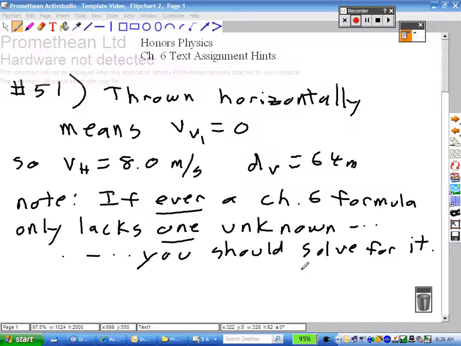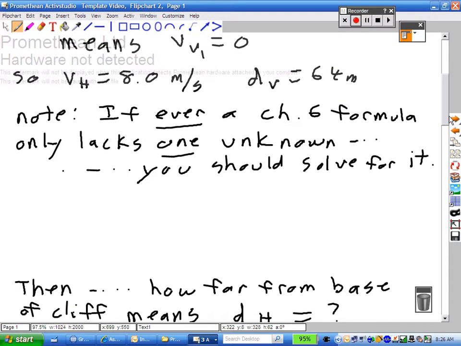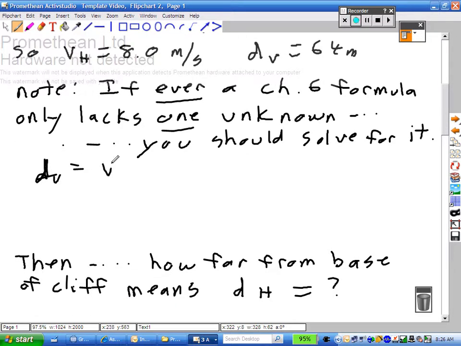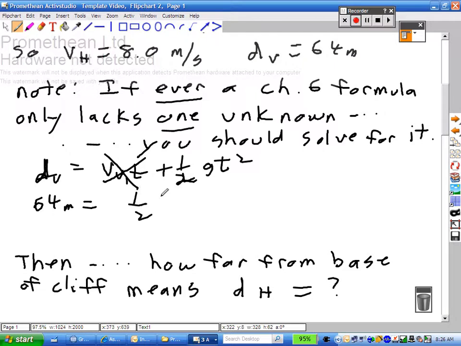Here's a crucial hint. If ever you find a Chapter 6 formula that lacks only one unknown, you should solve for it because it will be very important to use it later. So for instance, there is a formula, d_V equals V_V1 t plus 1/2 g t squared. Okay, that's an important formula. Now notice that the V_V1 is 0. Well, that means that there's only one unknown in this whole formula. The 64 meters is the vertical distance. The acceleration of gravity can be a positive 9.8. No reason why not, because everything's downward. And then you could solve for the t, and that's very useful.